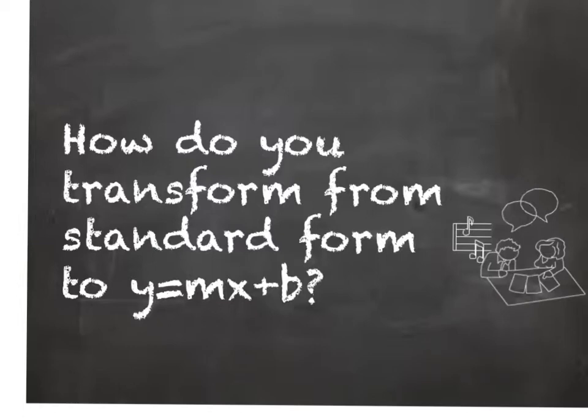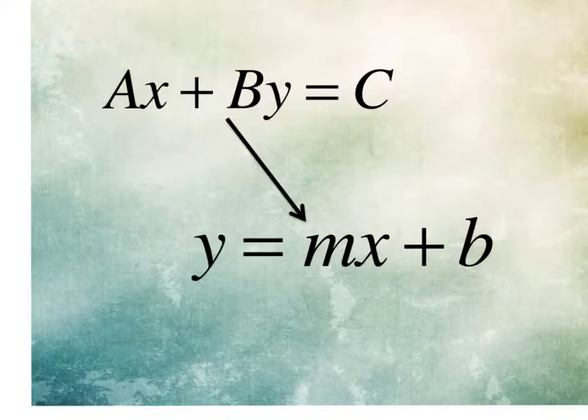How do you transform from standard form to y equals mx plus b? We're going to complete an example to demonstrate how to transform from standard form to y equals mx plus b. I thought I'd give you another idea of what we're trying to do here.